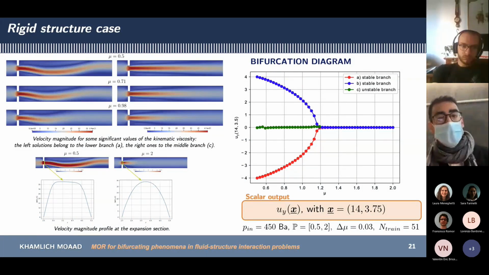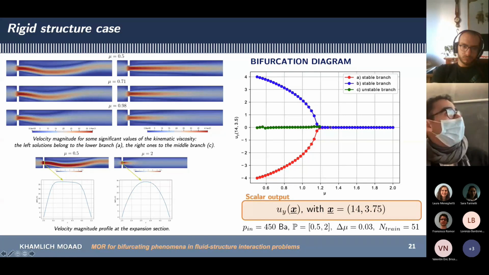So concerning the numerical results of our study, the first case we have addressed was the rigid structure case, the one we've shown when I was speaking about the Coanda effect. And basically here we are solving just the Navier-Stokes system in absence of a solid phase. The bifurcation diagram which we obtain shows the typical pattern that I've shown. So it's a pitchfork bifurcation, and it's a supercritical pitchfork bifurcation.